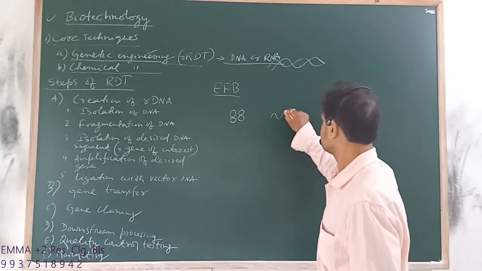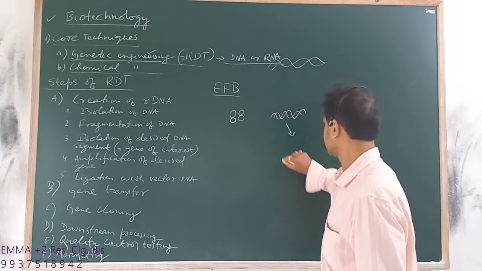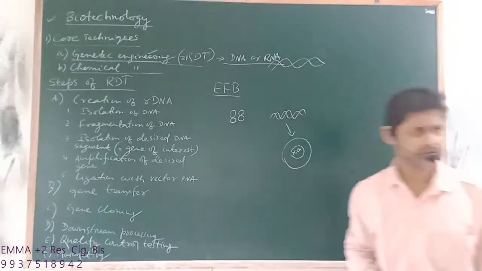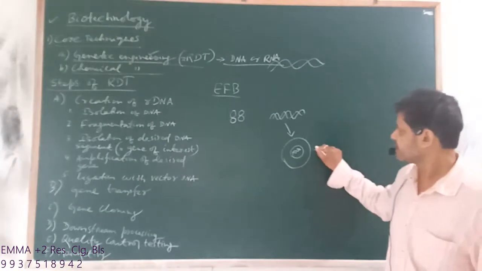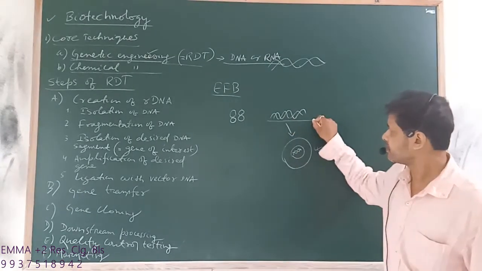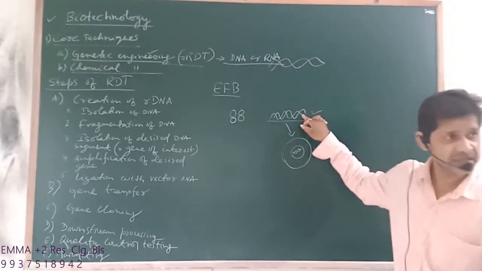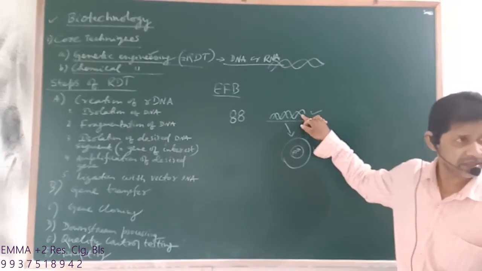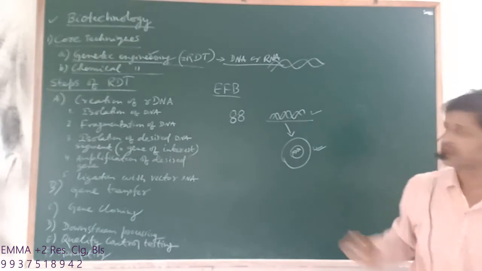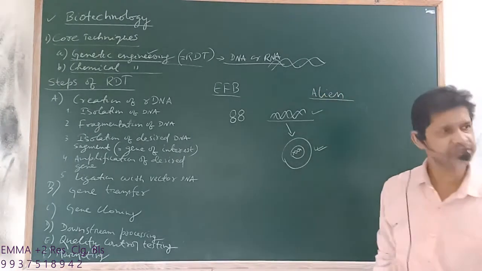Suppose this is a gene introduced into a cell. Earlier this cell did not have this gene. So this is a foreign gene, foreign DNA for this cell, or we can say alien DNA. A-L-I-E-N, alien means foreign.